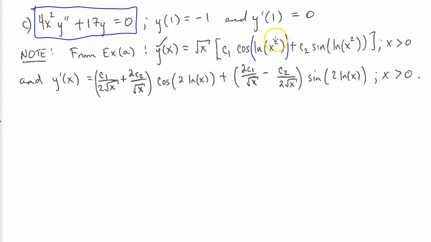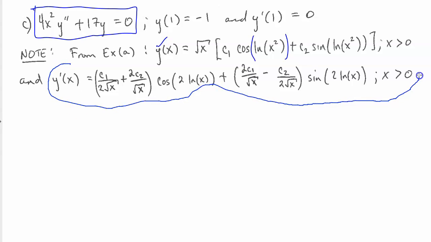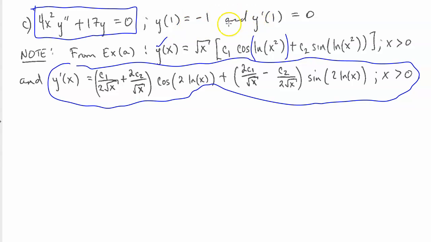And of course, you could pull this 2 out of the exponent and just say cosine of 2 times natural log of x and sine of 2 times natural log of x if you want. Remember, we had already found the derivative. So since we already have the general solution and its first derivative, all we need to do is use these initial conditions to figure out what C1 and C2 are. So that's what we are going to concentrate on here.